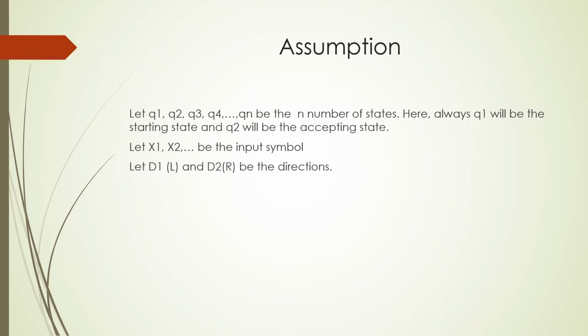Let Q1, Q2, Q3 up to Qn be the states, where n is the number of states present in the Turing machine. We'll assume that Q1 is always going to be the starting state and Q2 will be the accepting state. If the states of the Turing machine are not numbered as Q1, Q2 and so on, then we have to rename the states as Q1 and Q2. While renaming, we will be assigning the starting state of the Turing machine as Q1 according to the assumptions that we make now, right? And Q2 as the accepting state.